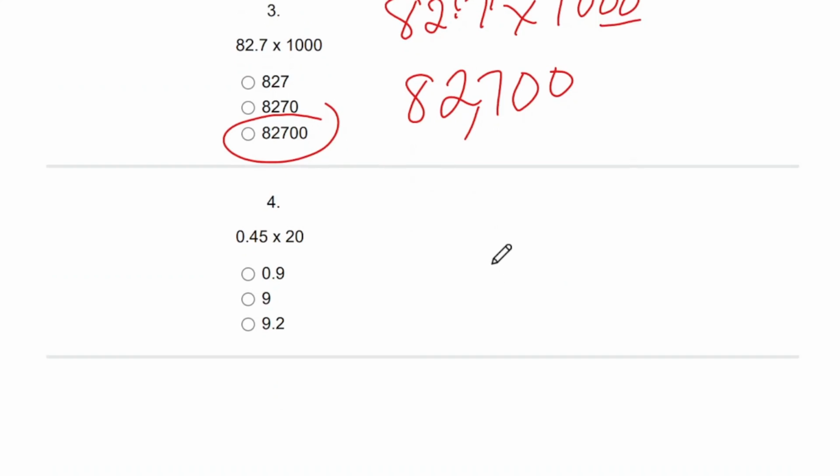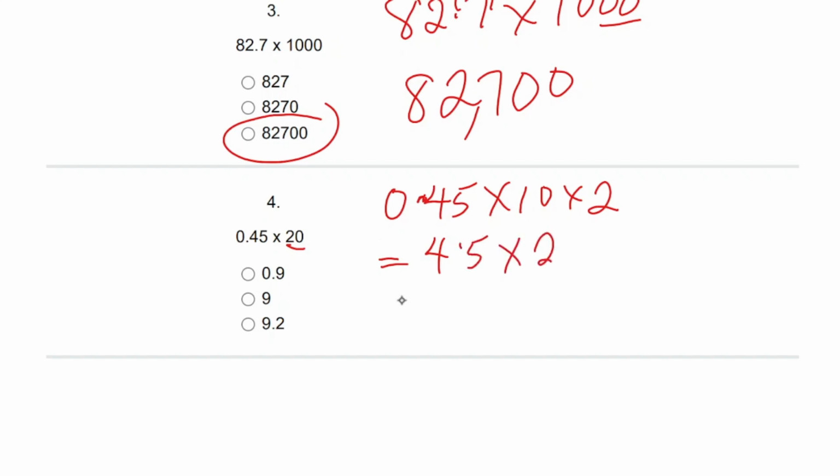All right. So for this, we are multiplying by multiples of 10, right? So this is going to be 0.45 times 20. We are going to break it into 10 times 2. By the power of 10, this is going to give us 4.5 because we moved the decimal point a place to the right, times 2. So 4.5 times 2 gives what? 9. And that's the option here. So I believe I'm making sense, right?